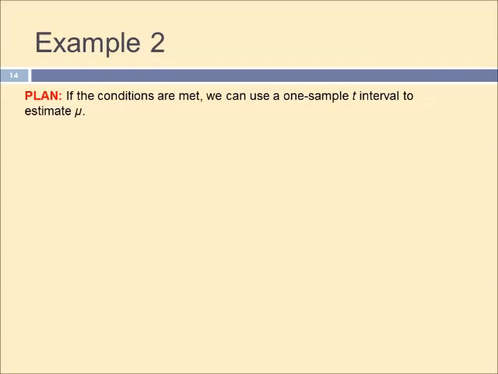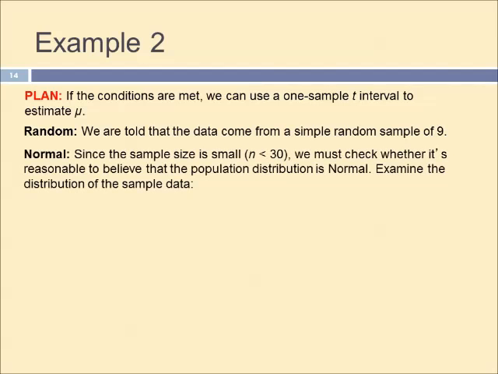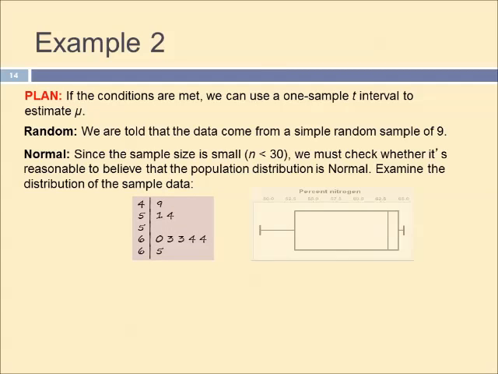So if the conditions are met, we'll use a one-sample t-interval. We are told that the data come from a simple random sample of 9. So randomness is okay. Since the sample size is small, we need to check whether it's reasonable to believe that the population distribution is normal. Once again, we need to examine the distribution of the sample.